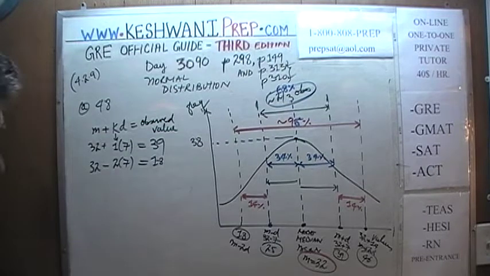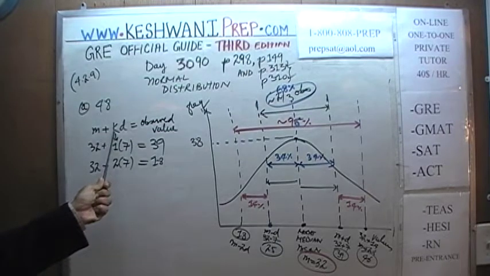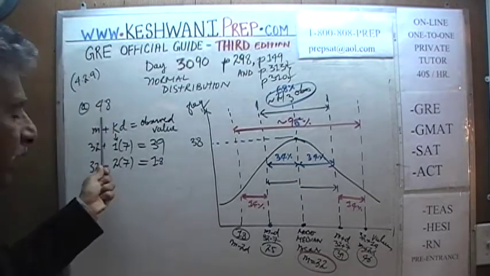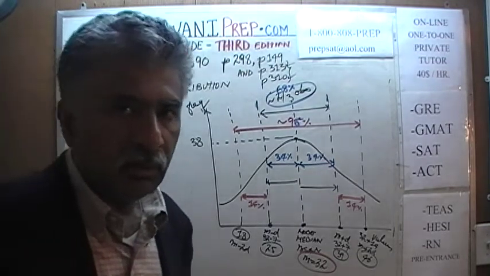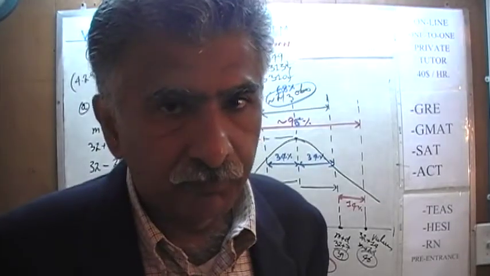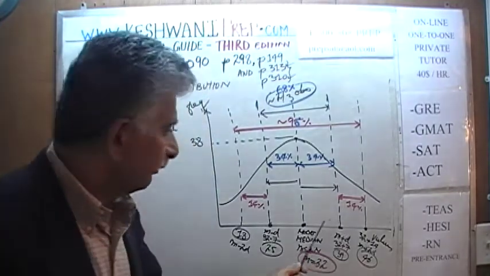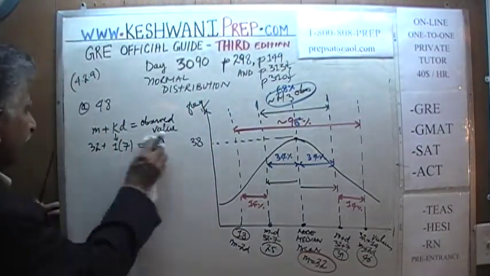Do you understand? We want to find out this value for k here. How many standard deviations above the mean is 48? We know it's above the mean because the mean is 32 and we are at 48. So if somebody scored a 48 on this exam, how many standard deviations above the mean are they? It's going to be quite a few, because 50 is the highest you can get. Let's find out, shall we?